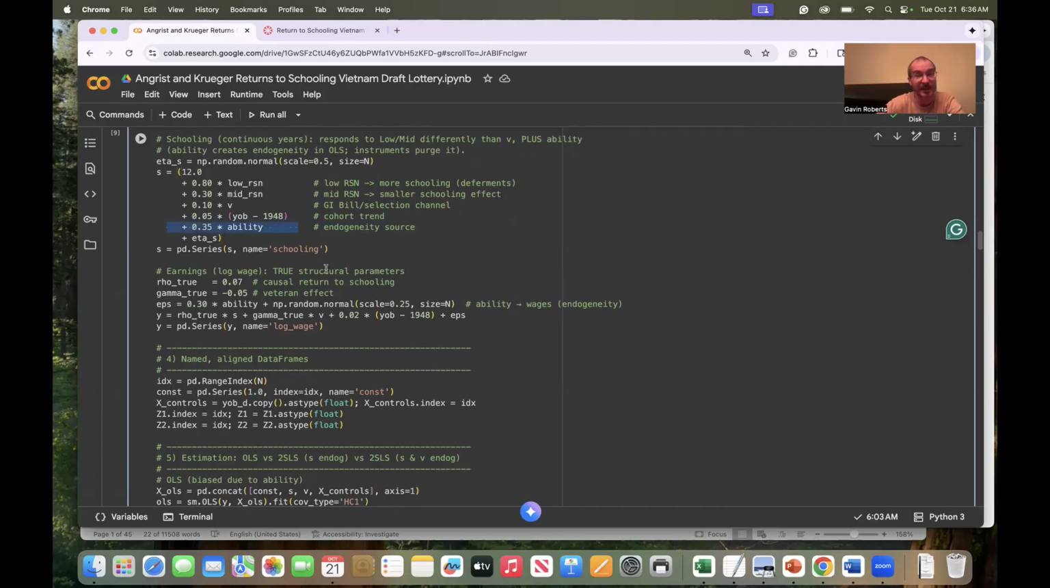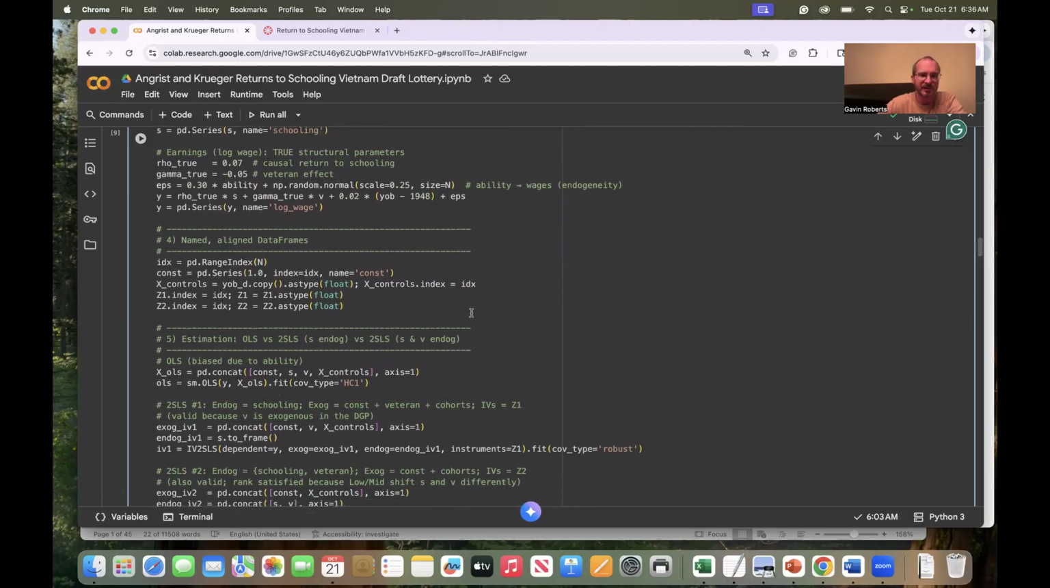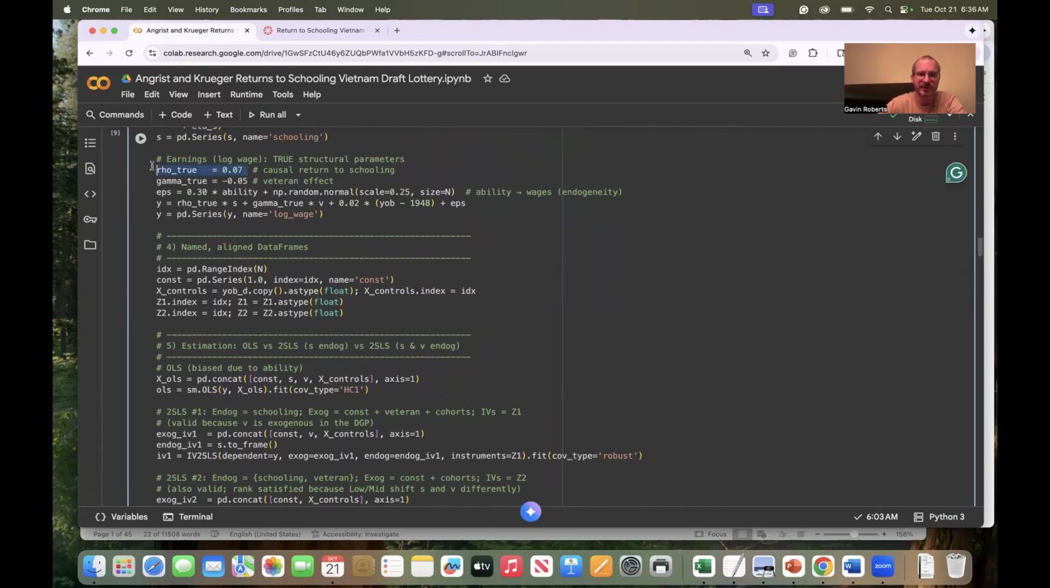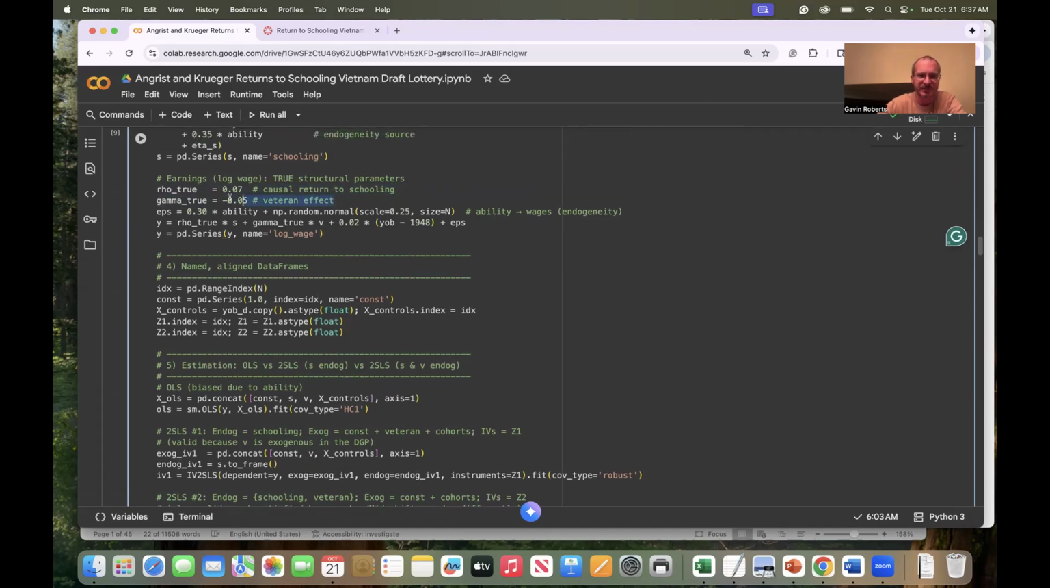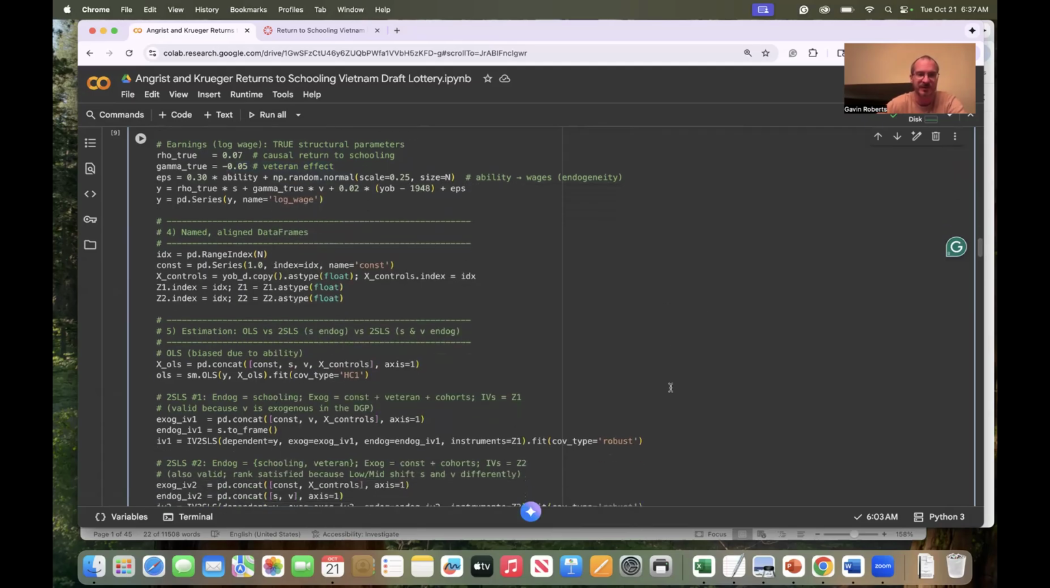Here is where we create our endogeneity issue for using OLS in this thing. And that's where we're just using ability bias, basically. So earnings, now we're going to create our truth: 0.07 is the causal return to schooling in my simulation. And the effect of veteran status is going to have a negative impact on earnings in this simulation. You could play with those if you want to see how this works or mess with this at all.